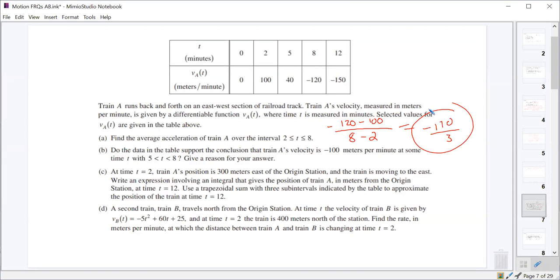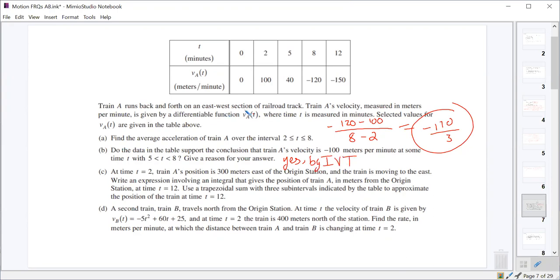Part B. We want to know if the data in the table supports the conclusion that the train's velocity is negative 100 between 5 and 8 at any point. Yes or no? Yes? I have a thumbs up from Tom. Yes? I also said yes. Yes. Why yes? By what theorem? The IVT. By the intermediate value theorem.